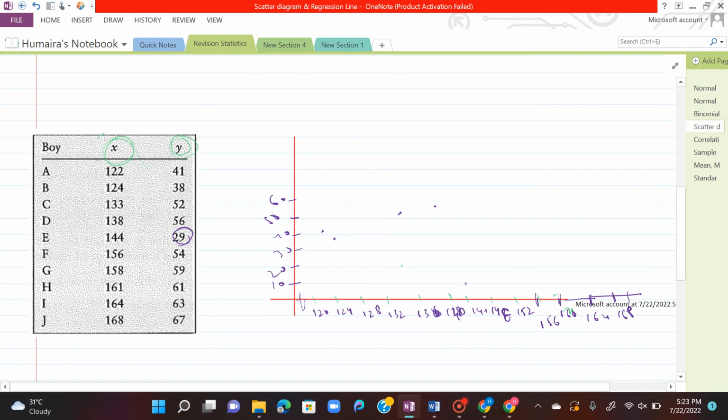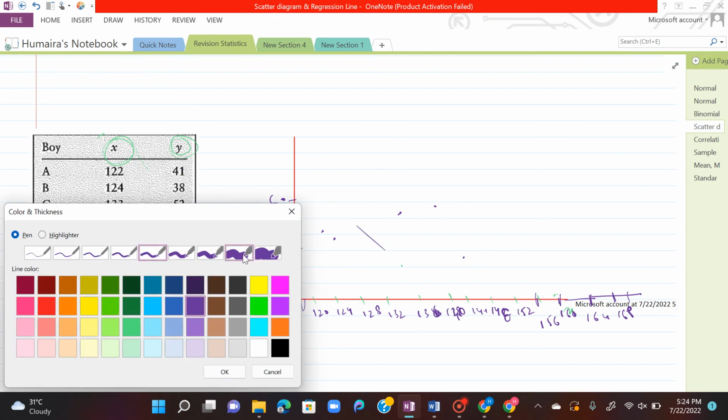Then 138 with 56, 144 with 29. I take thicker dots so it will be very obvious.